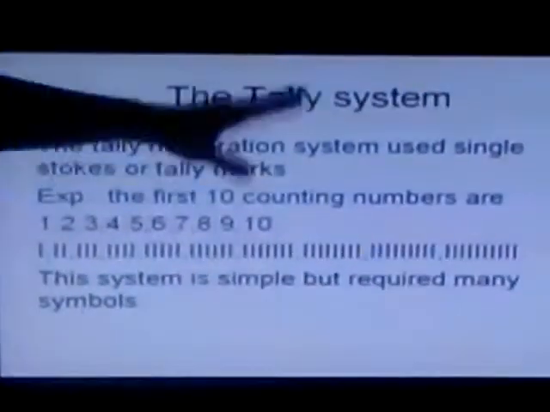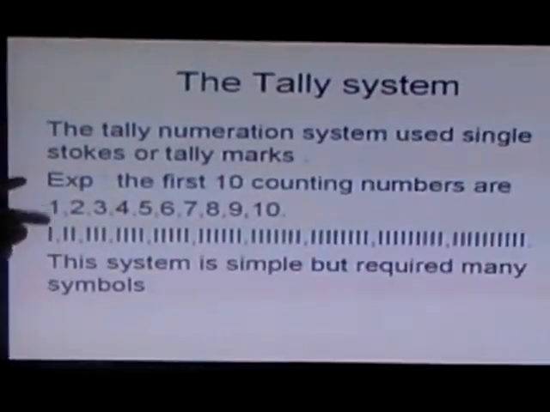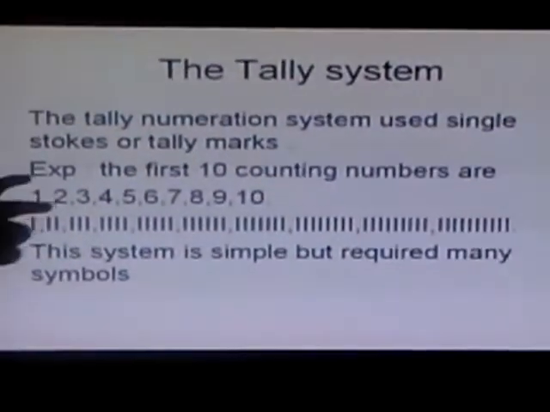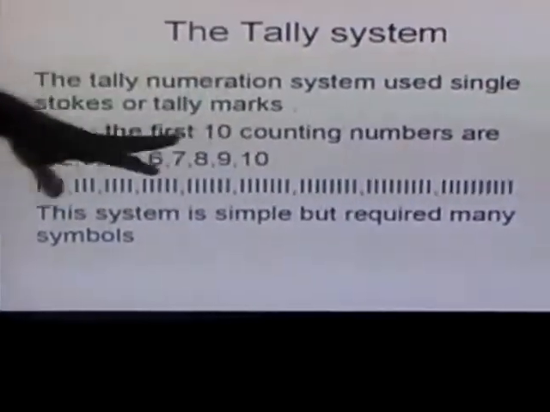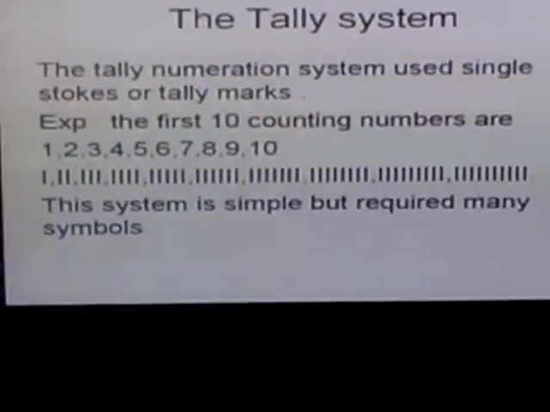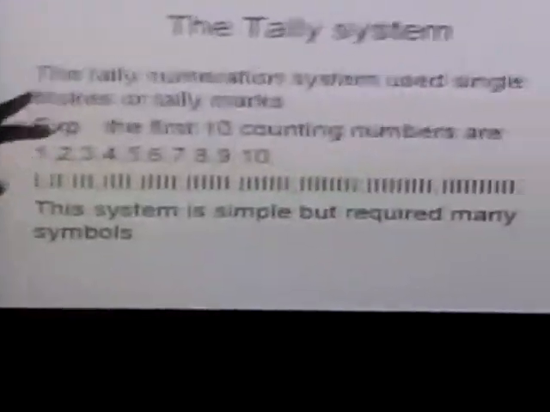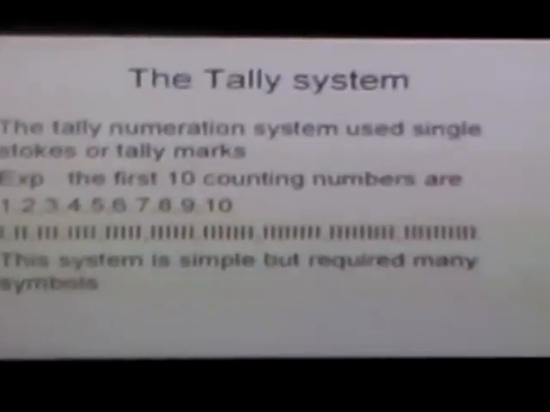in the United States. The tally system uses single strokes. So if you want to count from 1 to 10, number 1 has 1 stroke, number 2 has 2 strokes, till number 10, which is going to be 10 strokes. This system is simple, but it requires many symbols. So if we want to count to 100, the 100 is going to be 100 strokes.